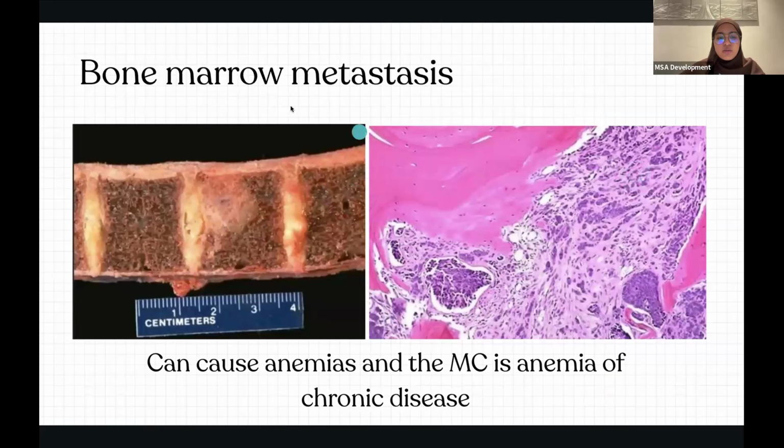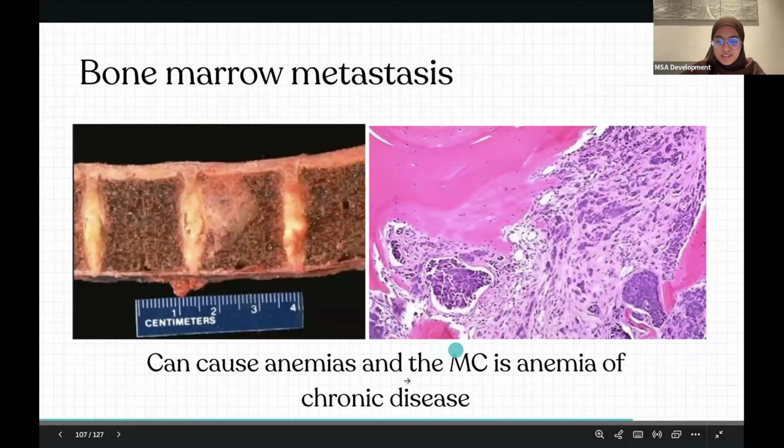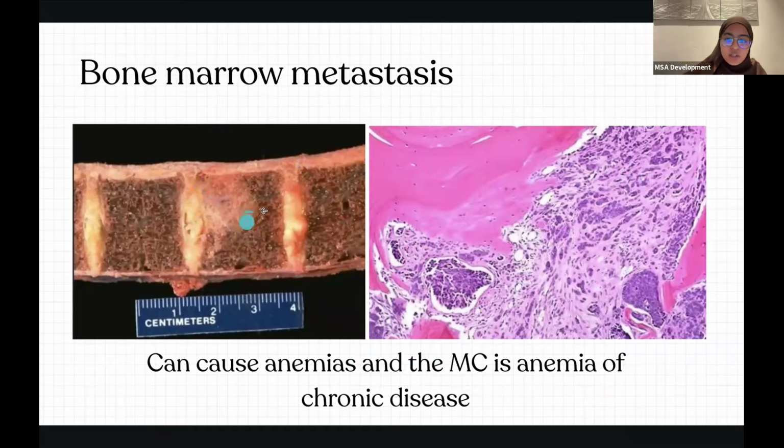Bone marrow metastasis is so important because it causes a lot of anemias. One of the most important anemias that it causes is anemia of chronic disease. And this was also mentioned in past papers. I just forgot to highlight it in green. So yes, you can see here bone marrow metastasis occurring. This is mature bone, and metastasis of a cancer is invading the bone.